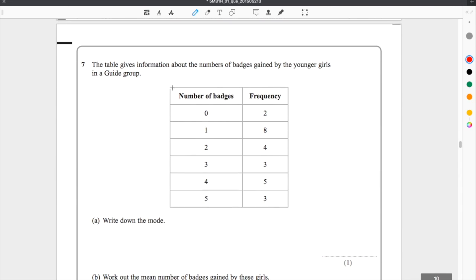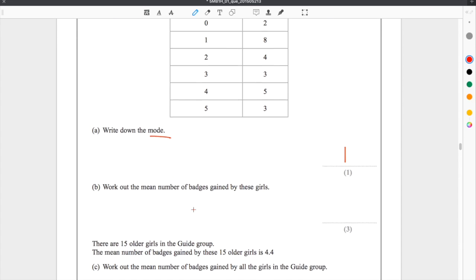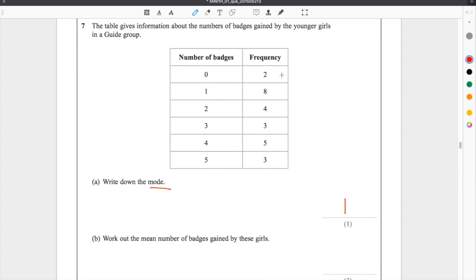Question 7. The table gives information about the numbers of badges gained by the younger girls in a guide group. So here's a table. Write down the mode. So this is just a case of understanding what the mode is, and that is the highest occurring value. Looking in the frequency table, 8 clearly is the value that occurs the most, and this represents 1 badge. So we just write 1. Okay? So we look for the highest value in the frequency column, which represents 1 badge.